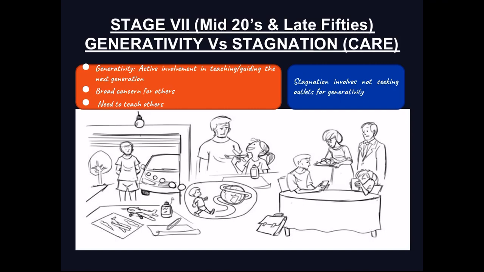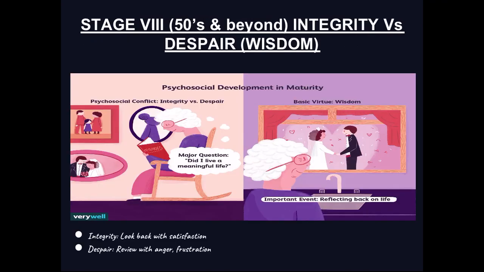Next is stage 7, which is mid-20s to late 50s. This is generativity versus stagnation, and the basic strength is care. Now as the individual is growing, he takes active involvement in teaching or guiding the next generation. There is a need to teach others, there is a concern for the next generation. But if there is no outlet for generativity, then it leads to stagnation of the person.